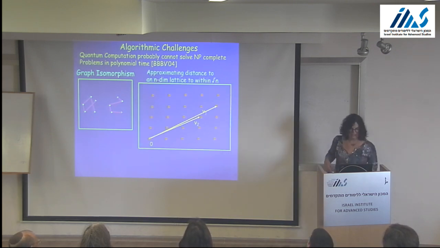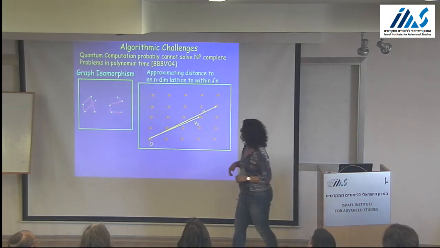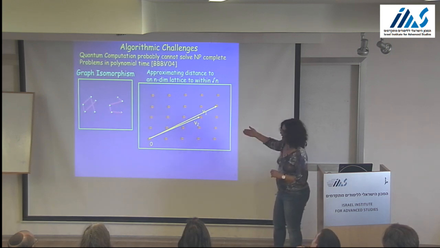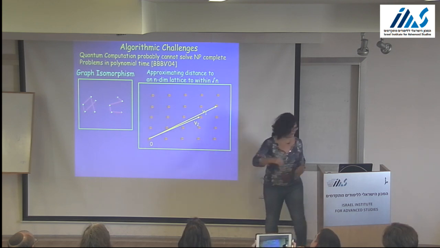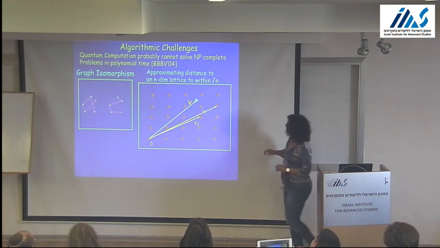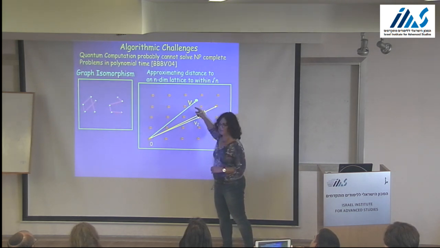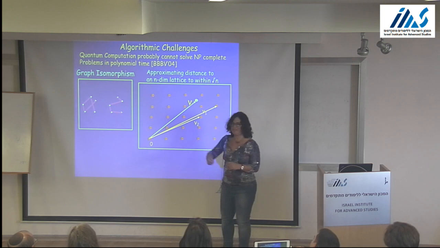So n to the log n. Okay, so here's another problem that's of interest for cryptographers. You're given a lattice over n dimensions, and you're given another vector, and you want to approximate the distance of this vector from the closest point of the lattice, but the approximation is not exact.